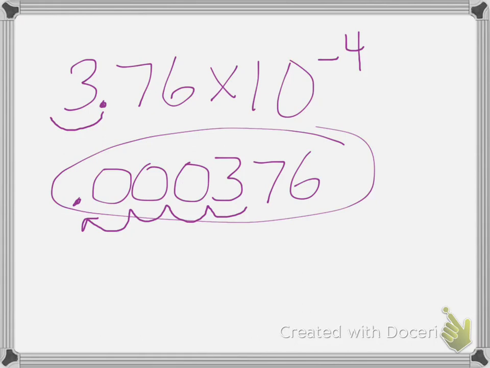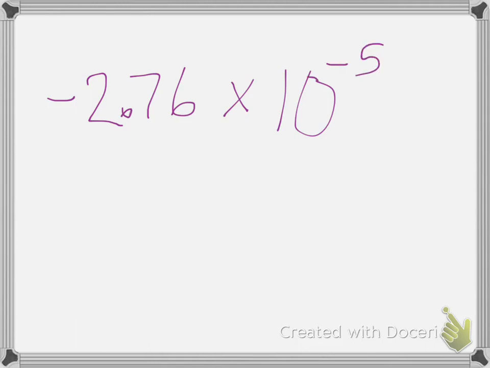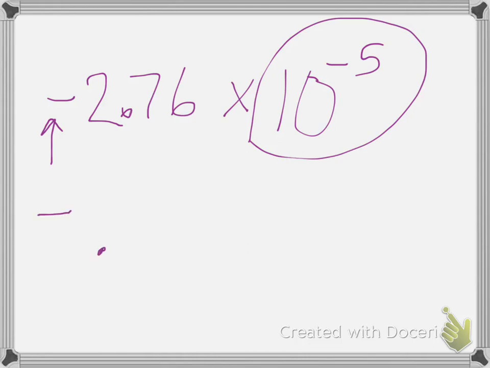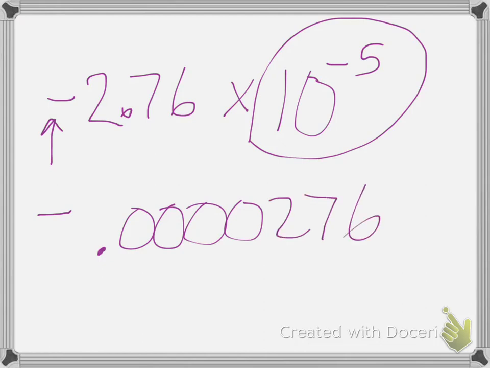Let's see. They try to trick you by having a negative number. 2.76 times 10 to the negative fifth. Well, again, ask yourself if this is going to be a small number or a big number. So a negative exponent is a small number. My decimal's moving to the left. That negative right there, that just means the answer's negative. So shove a negative out there and go 0.0000276 and you're done.